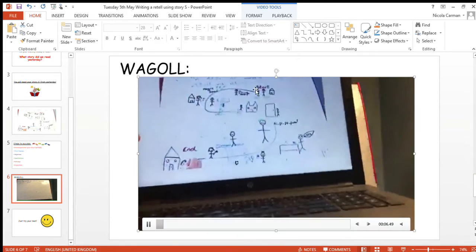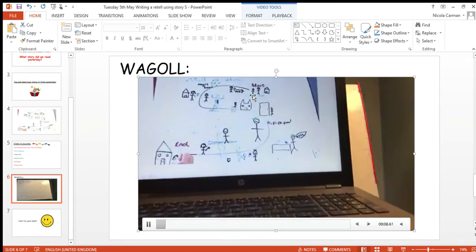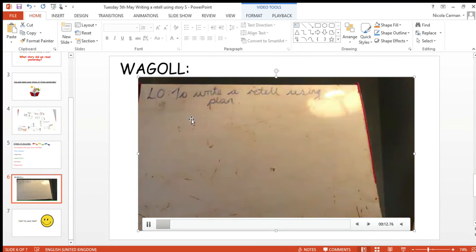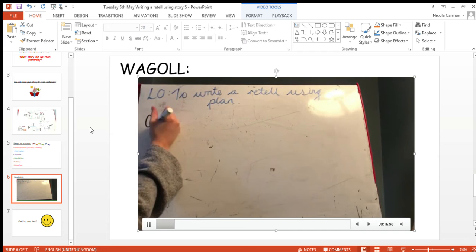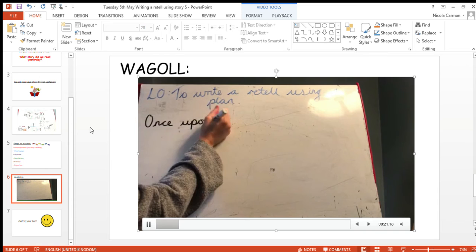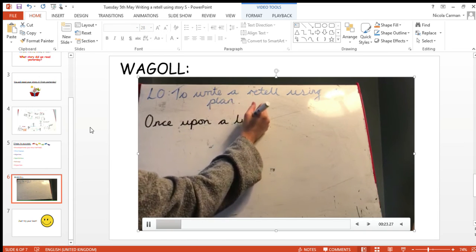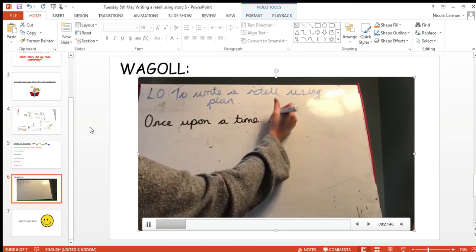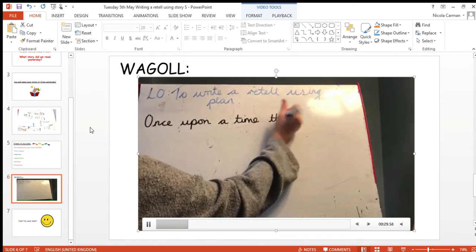So in the first picture, we see Jack and his mum. Jack lives with his mum and they're very poor. So that's what I'm going to be writing. So once upon a time is our story language. And now I'm going to write about that first picture.